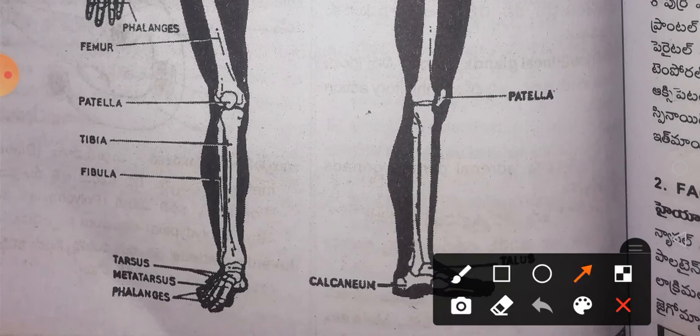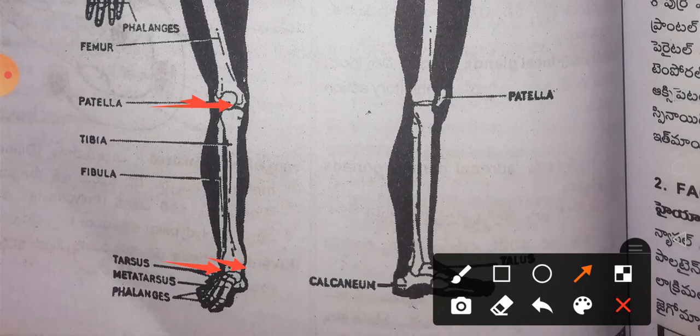Starting with the pelvic joint, or hip joint. Two names: pelvic joint or hip joint. In this, the femur bone, the longest bone, will be there. This is the knee joint. This is the ankle joint. This is the tarsals, starting from the tarsus. Next one, the metatarsus and phalanges. Three portions will be there in the ankle joint.